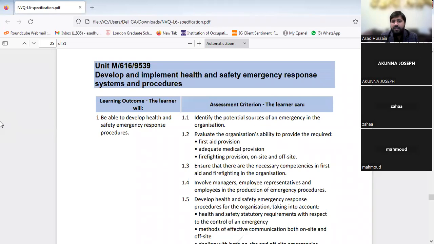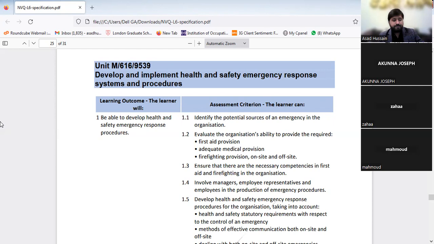So for this, first of all, you have to explain what is going on in the organization with regard to this, and also provide some evidences which can confirm that you are actually communicating and interacting with the managers, employee representatives, and employees in the development of emergency procedures. Evidences which can be used are meeting minutes, training sessions, emails, and feedback on procedures. All four can be considered as evidence here, because when we are in communication with managers and employee representatives, these are the tools.